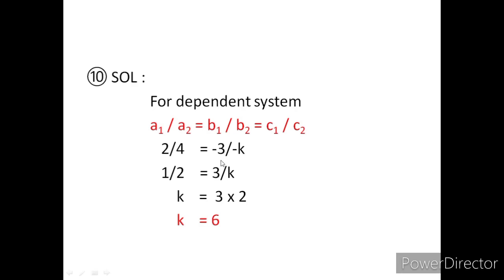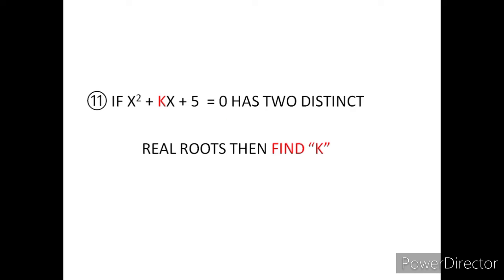Here you get, after cancelling both minuses, 3 by k. Thereafter you have to cross multiply, that is 1 into k is k. Therefore 2 into 3 becomes 6. Is it clear? Then go for the 11th one. The problem is like this. Watch it and solve it.